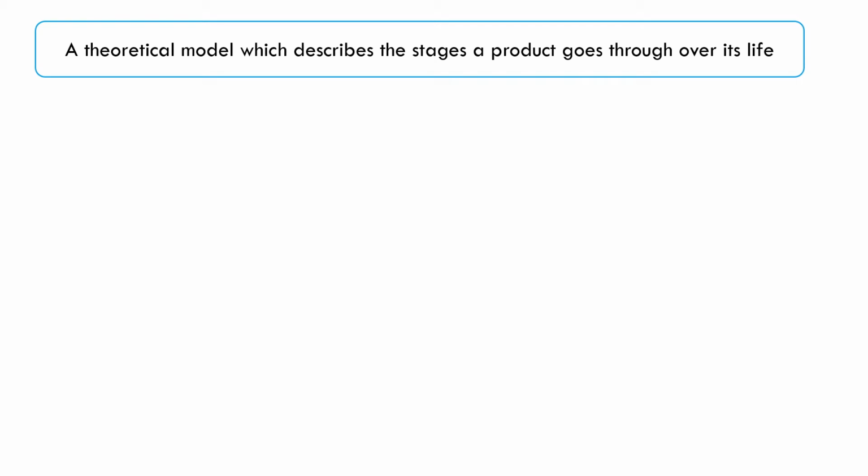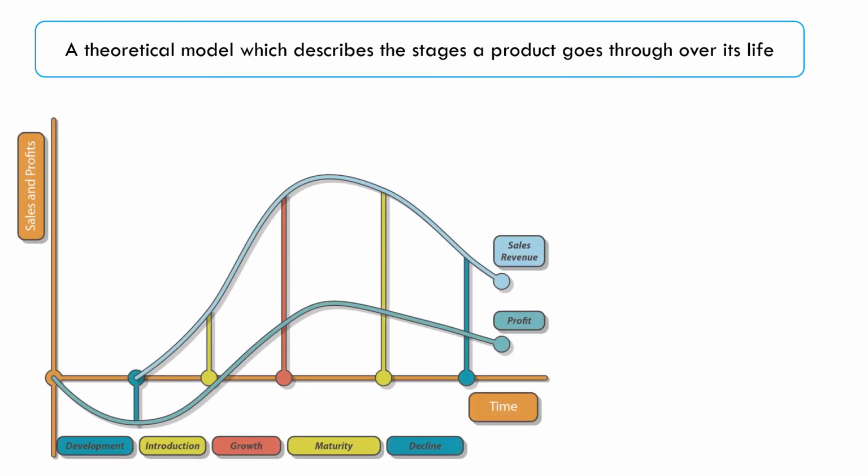Well, the product lifecycle model is a theoretical model which describes the stages a product goes through over its lifetime. And here is our diagram. We have 5 stages that this product typically goes through: development, introduction, growth, maturity, and decline. And we would represent those looking at possibly sales revenue and profit. And what we can see is that during the period of development, there are no sales, and then sales revenue starts to rise as we go through the different phases of the product life cycle, and then begins to decline again.